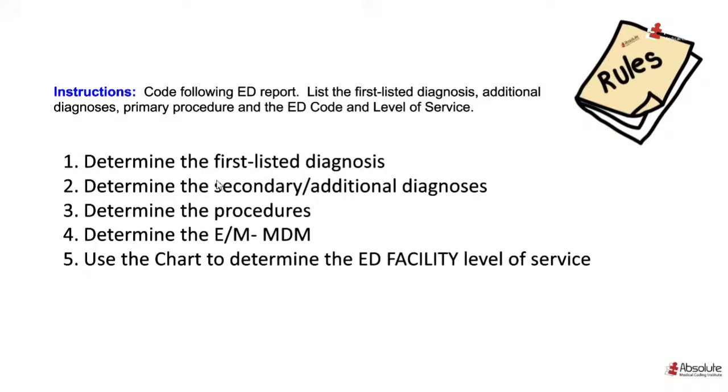All right, so for the people that haven't been here before, this is how you code out an encounter. This is how you code a facility encounter. Number one, determine the first listed diagnosis. Number two, the secondary or additional diagnoses. Number three, determine the procedures. Number four, determine the E&M MDM, so the E&M code, the doctor's code. And after that, number five, you're going to use the chart to determine the ED facility level of service. So it's 5 steps.